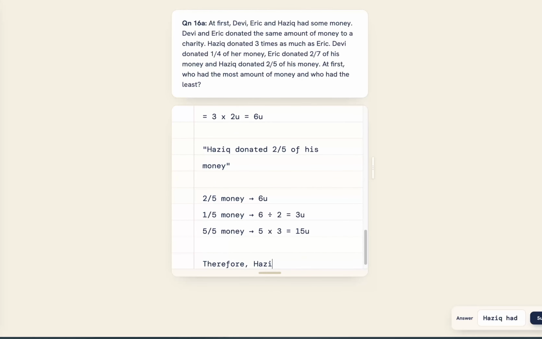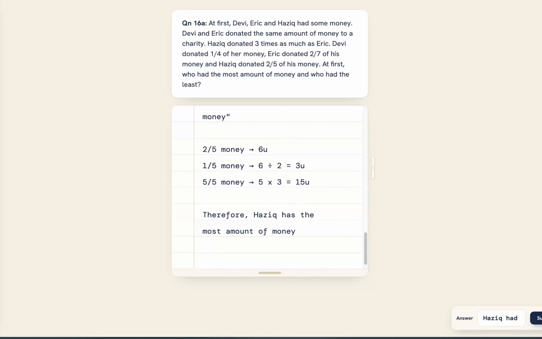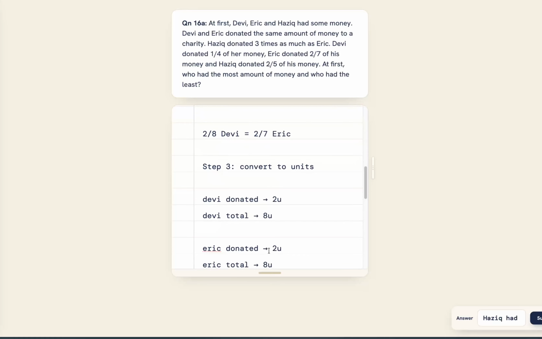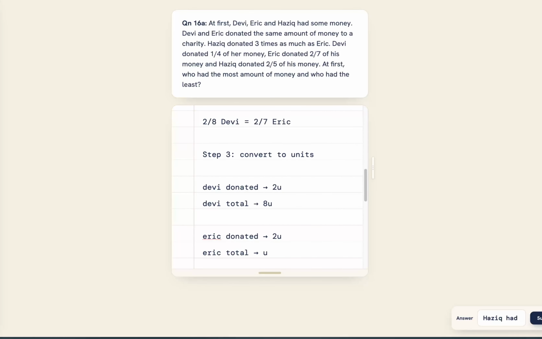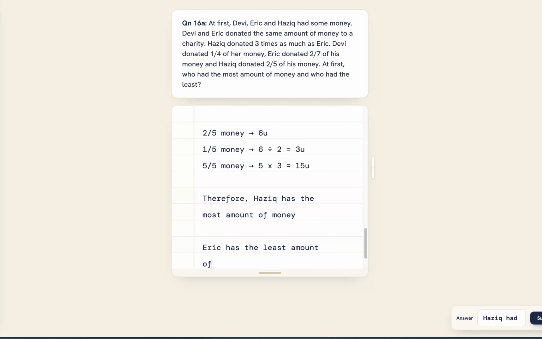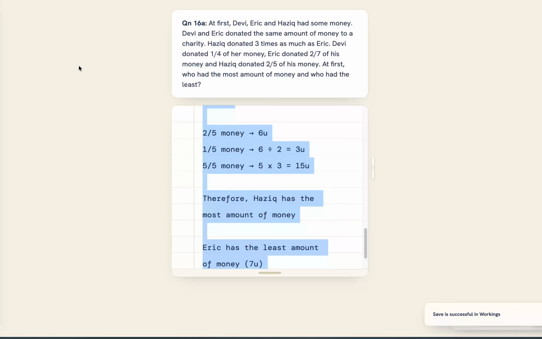Therefore, Haziq has the most amount of money. And for the least, Eric is 7 units. So Eric is the lowest amount. Eric has the least amount of money, which in this case is 7 units. Okay, so that's the answer.